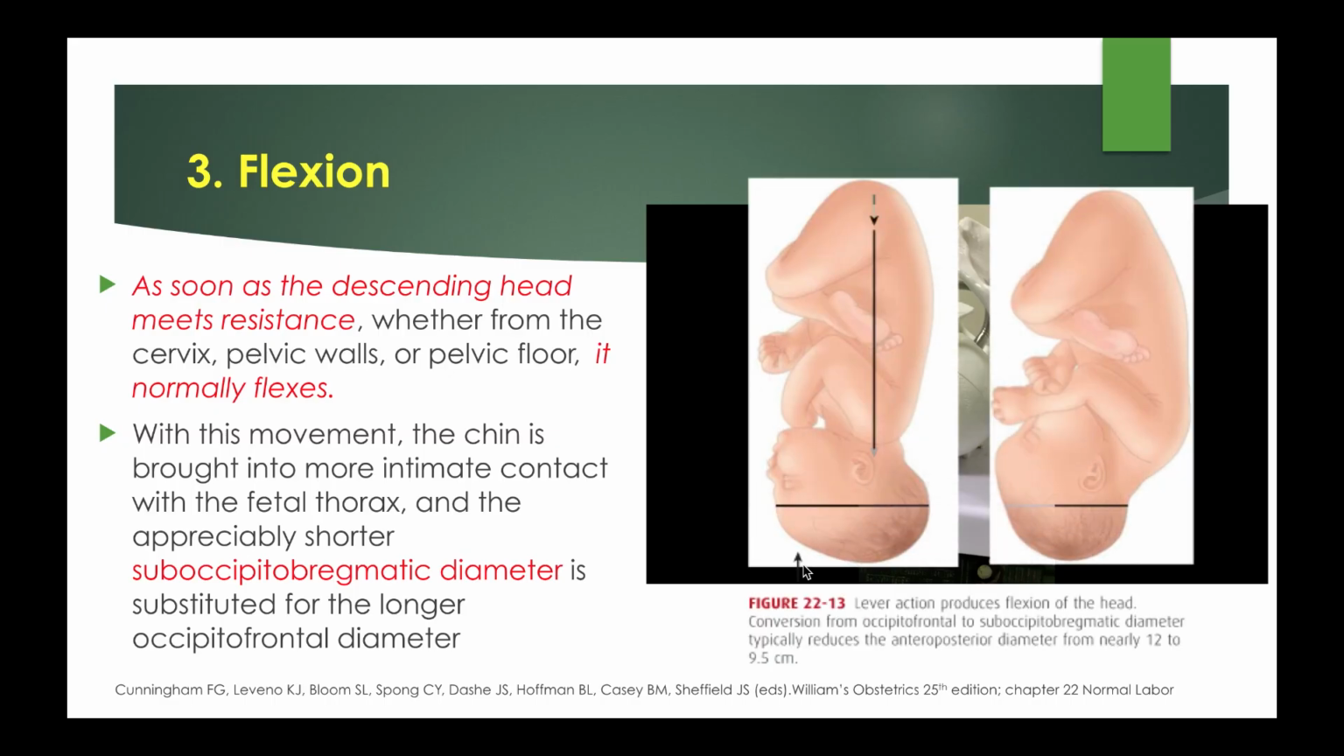Now, just to give you a clearer picture, see, the flexion of the head converts from the longer occipitofrontal diameter to a shorter suboccipitobregmatic diameter. Now, this conversion typically reduces the anteroposterior diameter from nearly 12 centimeters to just 9.5 centimeters. So, it means that the fetal head should adapt or adjust its diameter from a longer occipitofrontal to a shorter suboccipitobregmatic diameter in order for it to successfully pass through the birth canal.